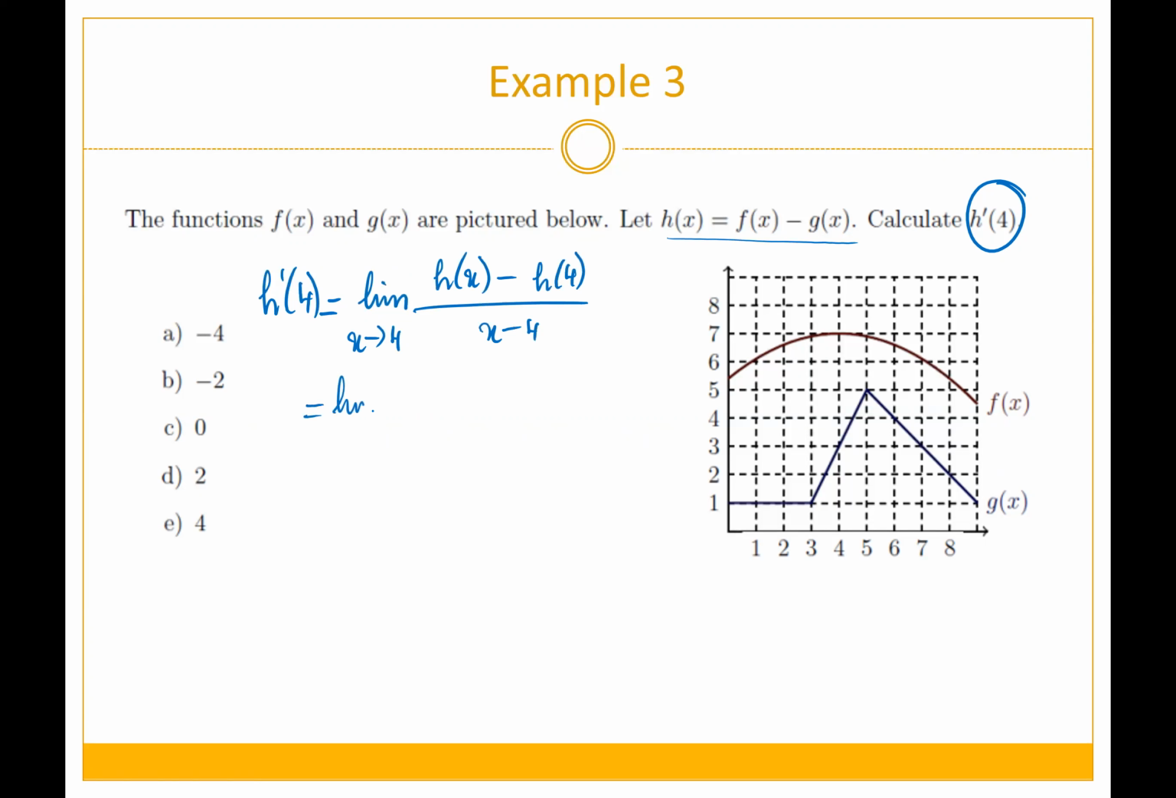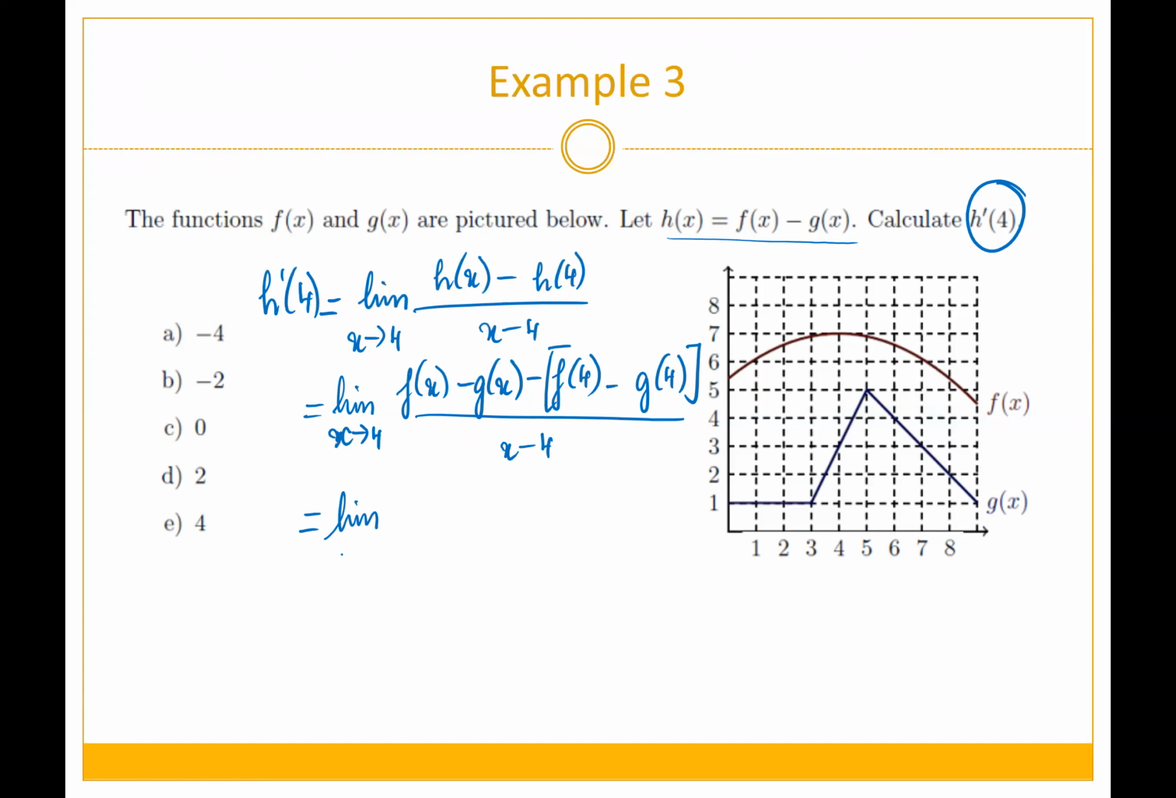So that's like the only option that I have so far to figure out what h(x) is. So I'm just going to plug that in: you have f(x) minus g(x). And for h(4), you translate it into f(4) minus g(4). And then you put x minus 4. Now what you end up having is f(x) minus f(4), you take this f(4) out. I try to group everything with f together and everything with g together.